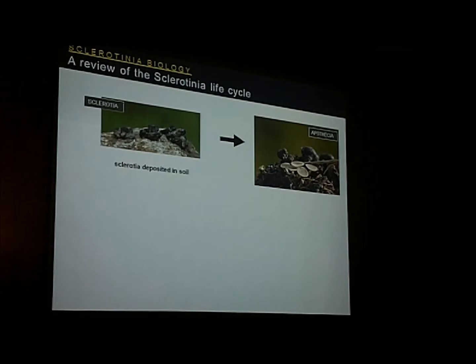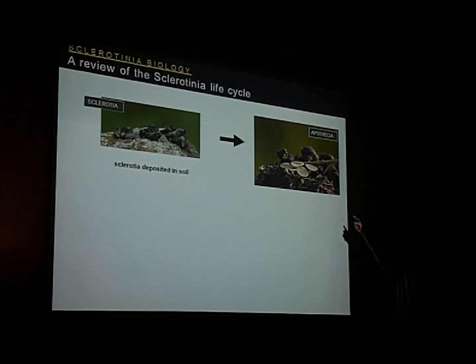Okay, so we're going to talk right now about how we assess the risk of sclerotinia. And to do that, we're going to review the sclerotinia life cycle very briefly. Here I've got some sclerotia that I put on a rock. Those are the resting structures of the fungus produced in diseased tissues. They fall into the soil, of course, and they can persist in the soil for many years, as you well know.